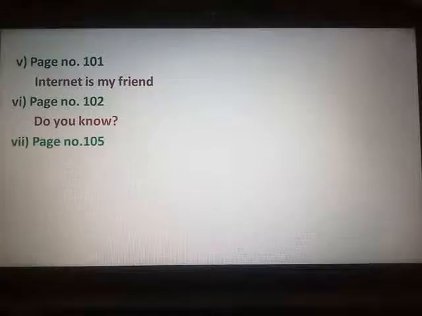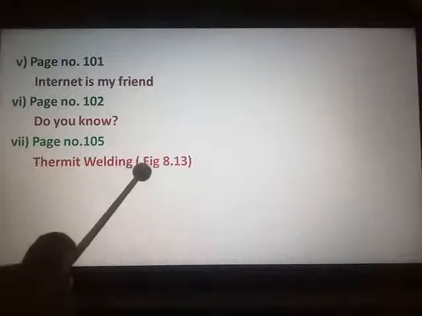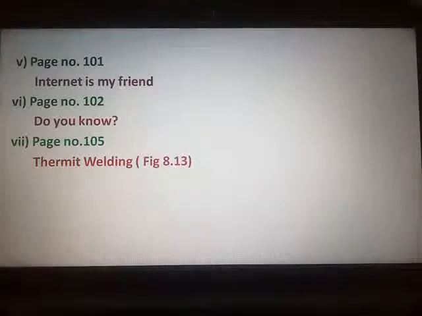Page number 105, in the center of the page you have the concept of thermit welding, that is figure 8.13. Remove that entire topic. And above it you have a small information on thermit reaction. That part you don't have to study. On the same page you have Collect information. Just below the diagram, one yellow colored small activity is named Collect information. So that activity also you have to remove.